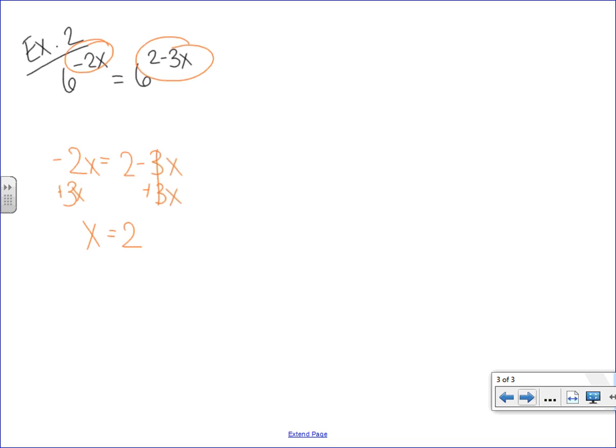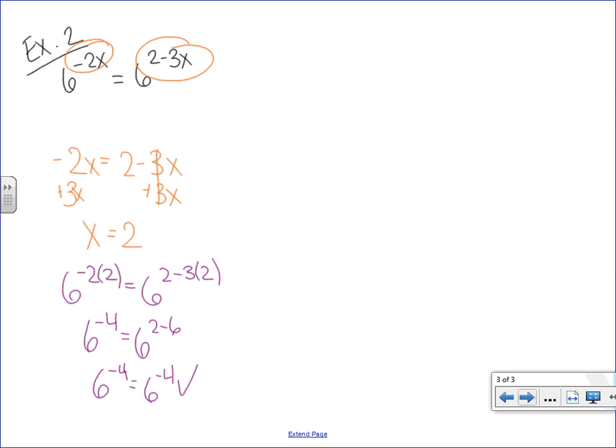Okay. And then, just like before, we can go ahead and check. So that would be 6 to the negative 2 times 2. This is 6 to the negative 4 is equal to 6 to the 2 minus 6. But that's just 6 to the minus 4 equals 6 to the minus 4. Okie doke. But those are pretty simple because they already have the same base. Sometimes we need to do some work to get our equations to have the same base.